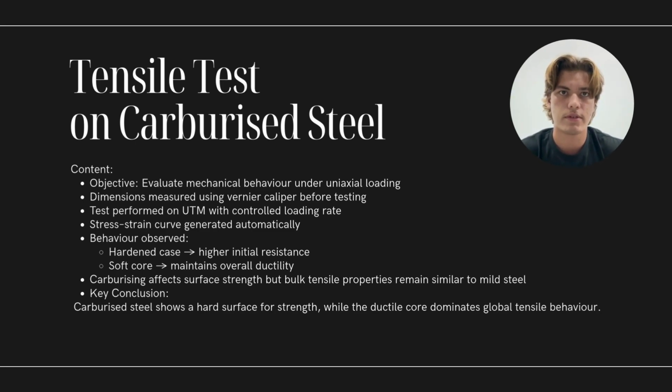The carburized steel showed a typical dual behavior. The hardened surface increased the initial resistance to deformation, while the low carbon core maintained ductility. Because the core controls most of the tensile response, the overall tensile properties remained similar to normal mild steel, even though the surface was significantly stronger.